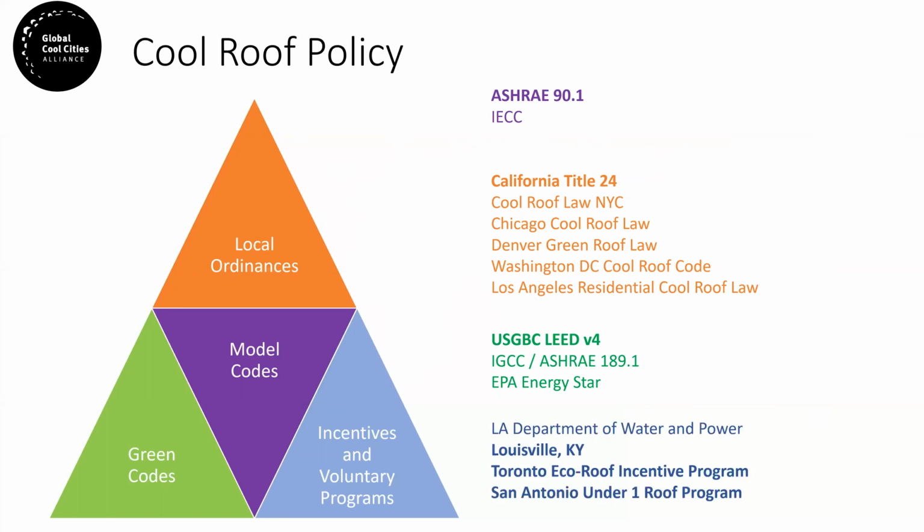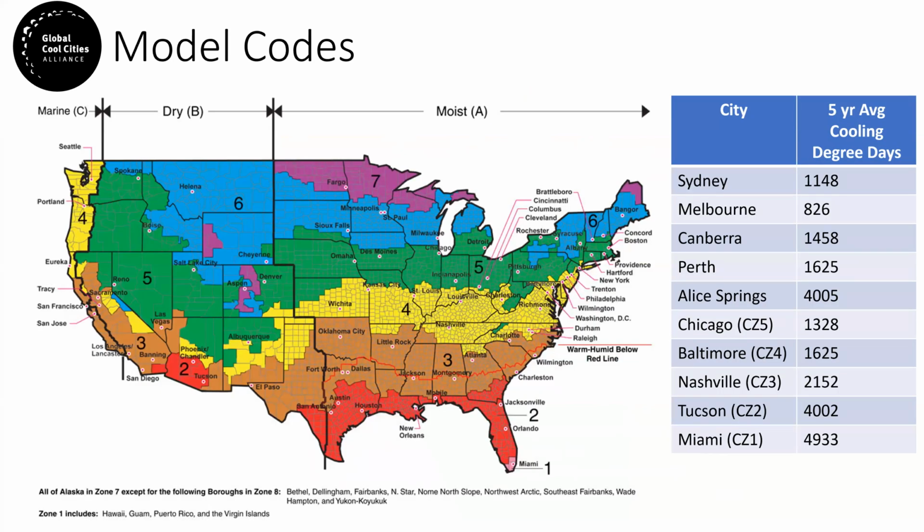And finally, we'll leave the realm of mandatory codes and look at incentives and voluntary programs with a focus on Louisville, Toronto, and San Antonio, where there are some notable wrinkles to what they accomplished there with their rebate and other incentive programs. So let's start with the model codes.